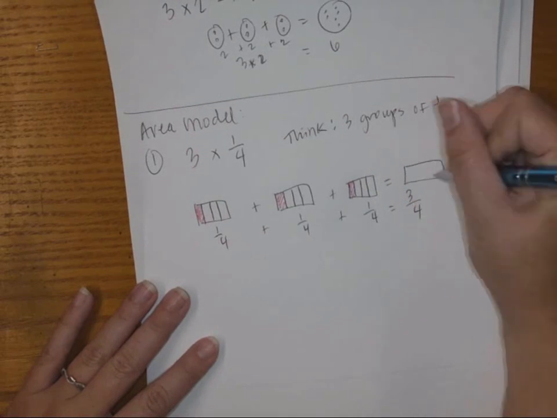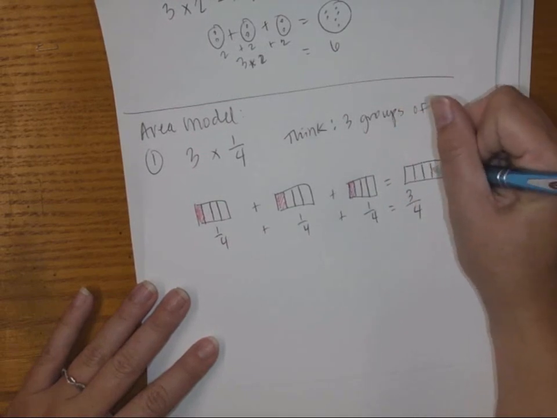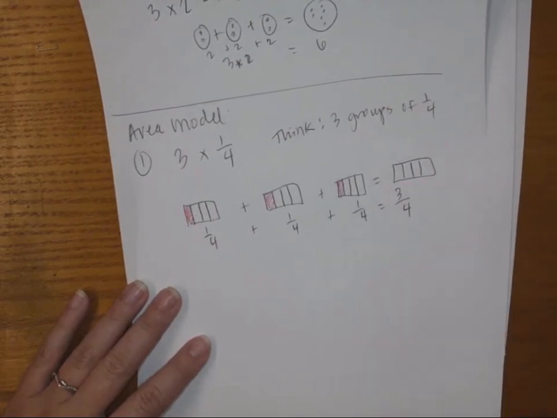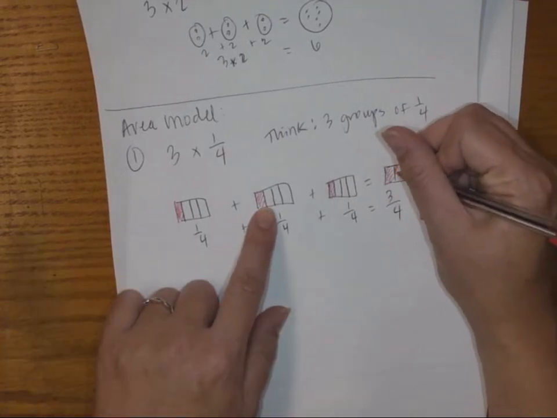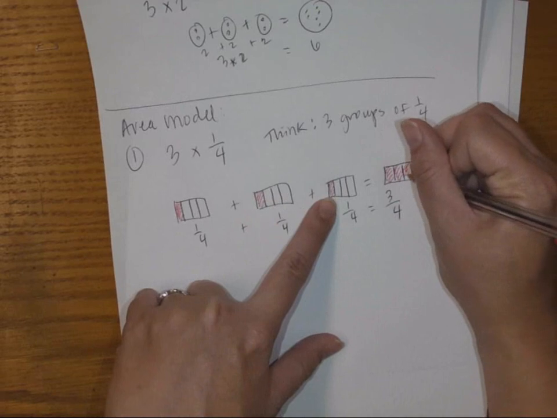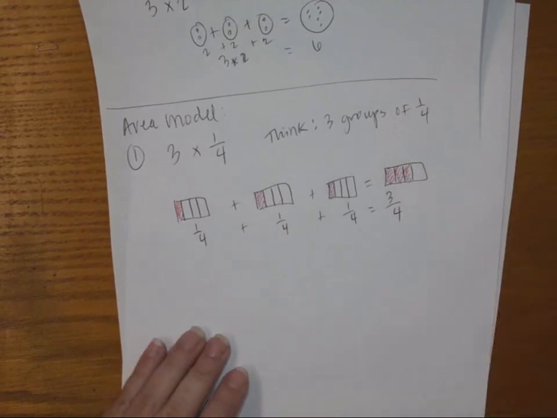And the picture for the answer, I still have 1 rectangle, 4 parts make a whole. I'm going to shade in 1 from this one, 1 from this one, 1 from this one, and that's a total of 3/4.